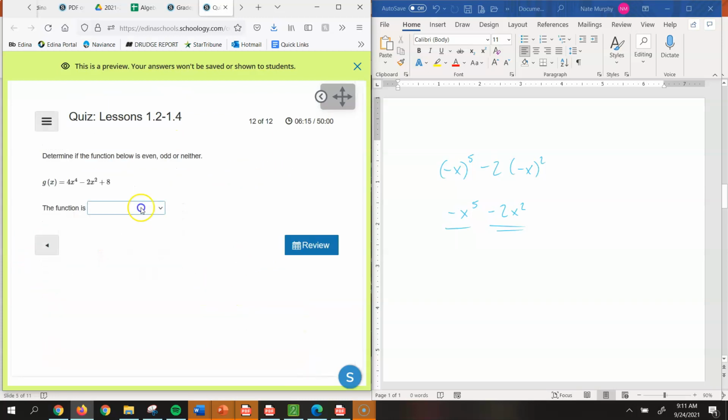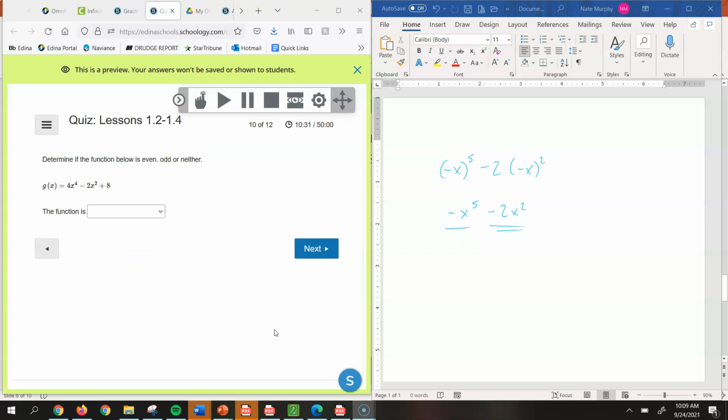And lastly, for this one, to figure out if it's odd, even, or neither, we need to do the same thing as we did in this previous problem. For this one, we're going to replace each x with a negative x. We'll have 4 times negative x to the 4th power minus 2 times negative x squared plus 8.